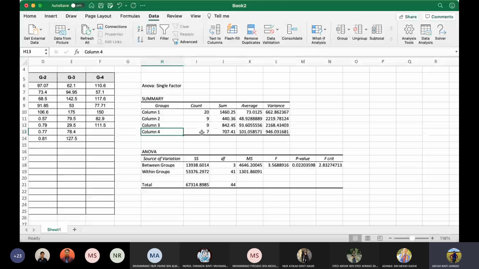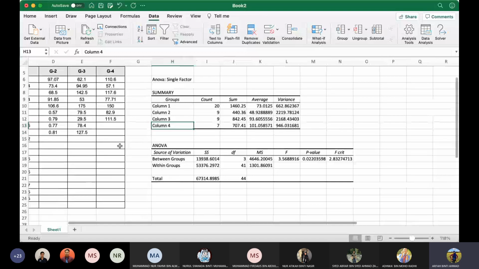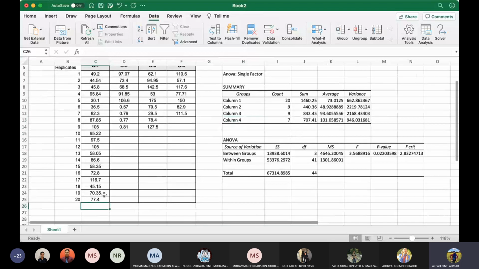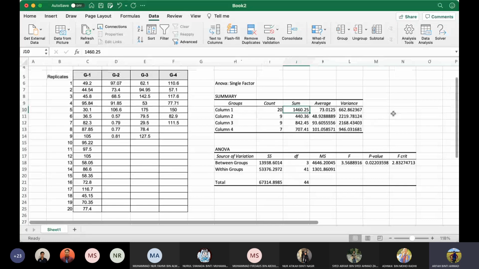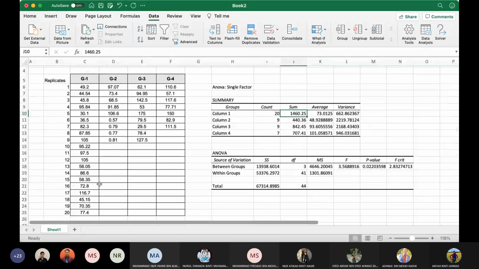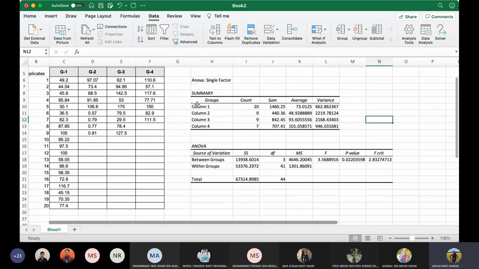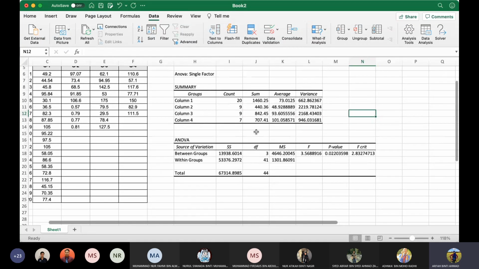Okay. So the sum is totaled at the bottom. 49.2 plus 44.54 plus 77.4, you get the sum equal to 1460. Then the average for G1 and so on. So there is no need to calculate one by one. Using the Anova table, it gives all the summary, and then you get SSE, SST and also SSA.